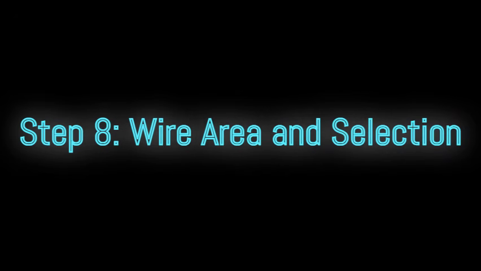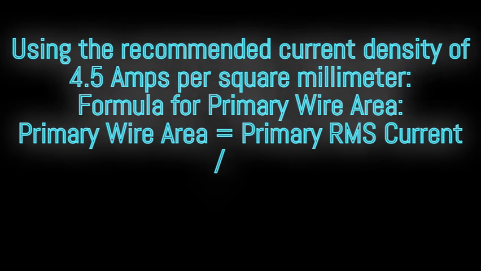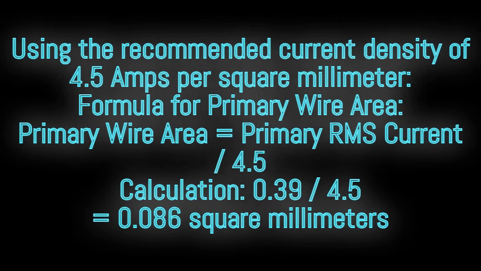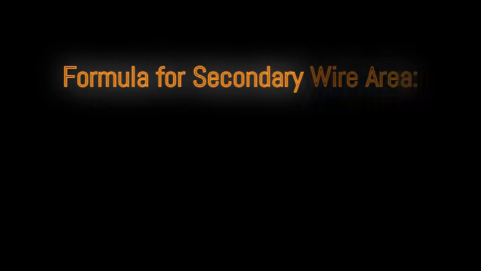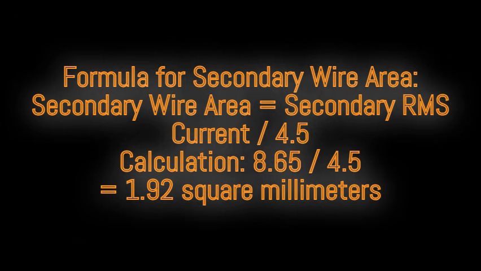Step 8. Wire area and selection. Using your recommended current density of 4.5 amps per square millimeter. Formula for primary wire area. Primary wire area equals primary RMS current upon 4.5. Calculation: 0.39 upon 4.5 is equal to 0.086 square millimeters. Formula for secondary wire area. Secondary wire area equals secondary RMS current upon 4.5. Calculation: 8.65 upon 4.5 is equal to 1.92 square millimeters.